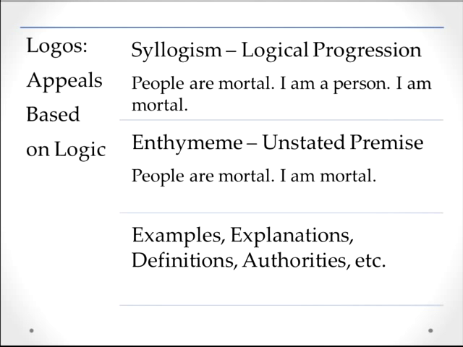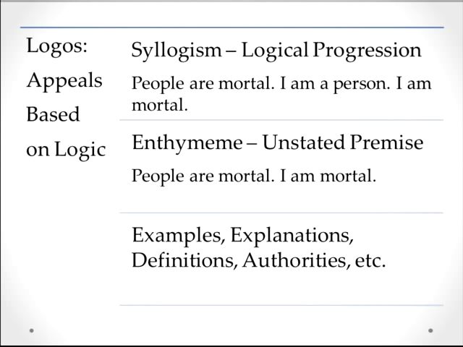Anyway, there are many different types of logical argument, but the most common are syllogisms, enthymemes, examples, explanations, definitions, and authorities. A syllogism is a logical progression, as shown in this example. An enthymeme is also a logical progression, but it assumes that the reader will think of the key premise underlying the logic without being explicitly told what it is. You use both syllogisms and enthymemes all the time, and I'm less concerned about you knowing these fancy words than you being able to apply logical reasoning in support of your ideas.